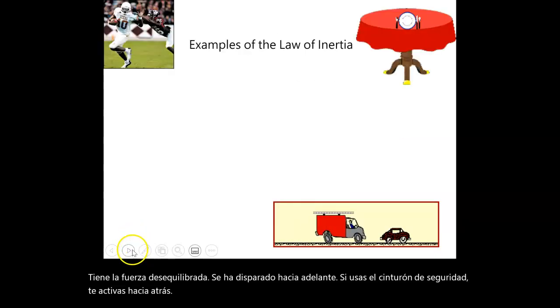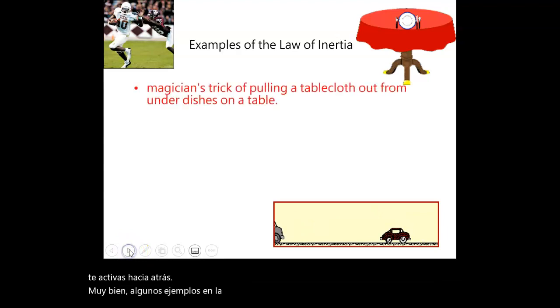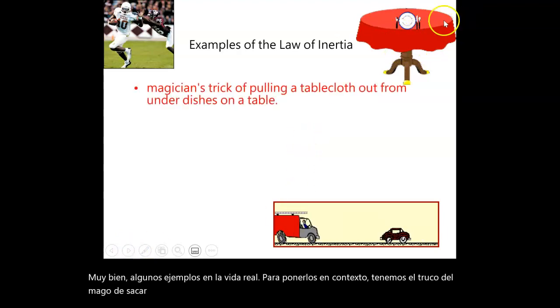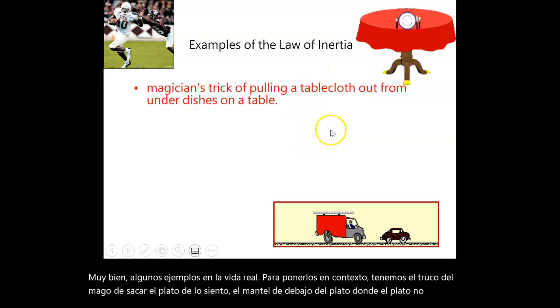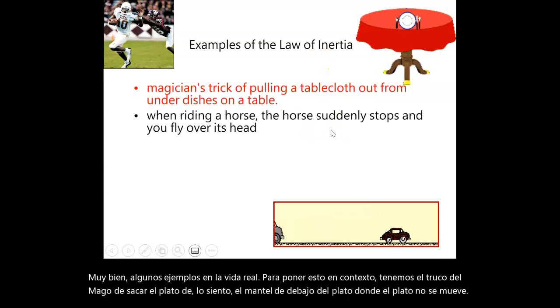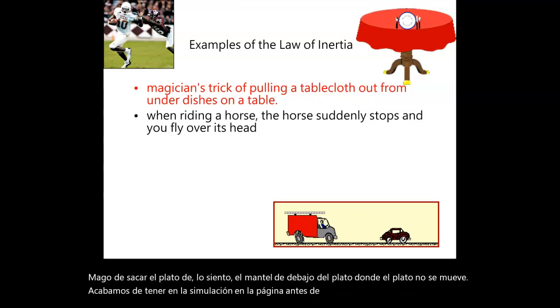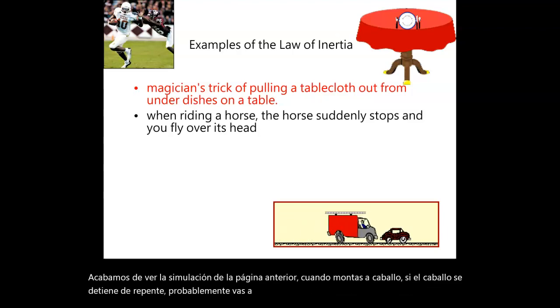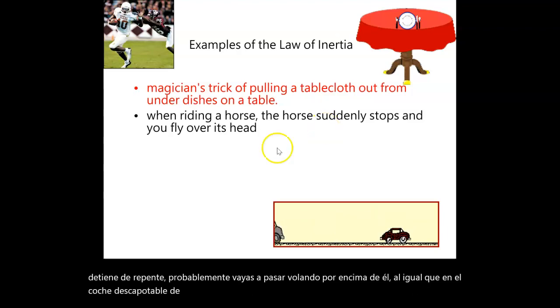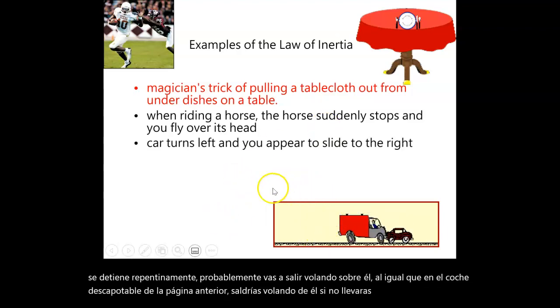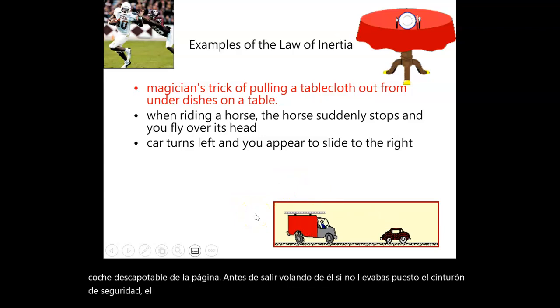All right, some examples in real life to put these in context. We have the magician's trick of pulling the tablecloth out from under the plate, where the plate does not move. Just like in the simulation on the page before, when you ride a horse, if the horse stops suddenly, you're probably going to go flying over it. Just like in the convertible car on the page before, you would fly out of it if you weren't wearing a seatbelt. The car turns left, but you physically appear to slide to the right.